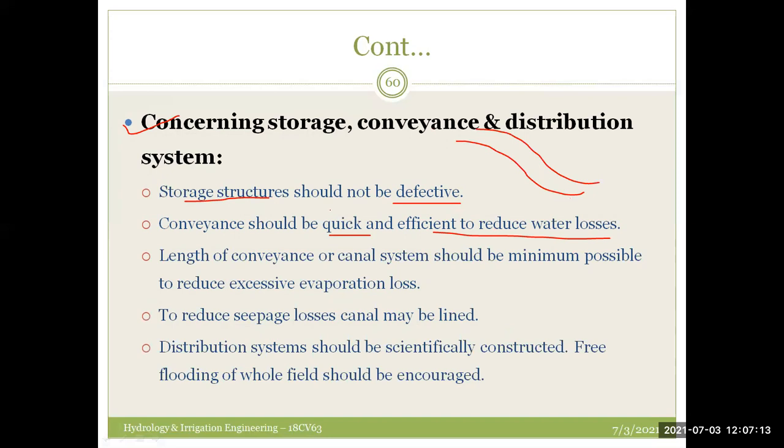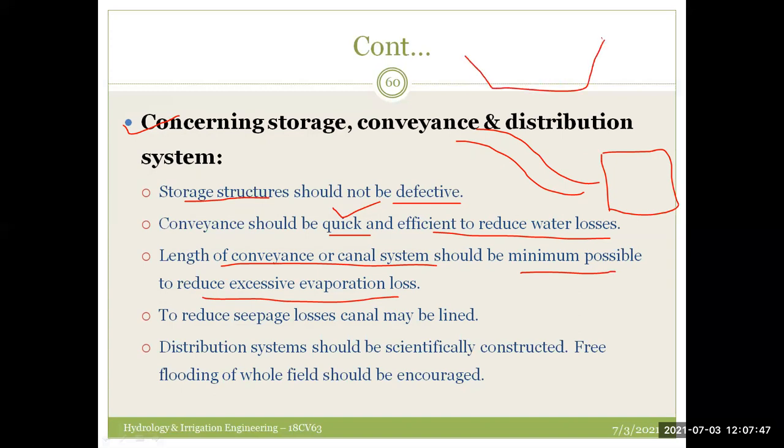So the flow of water should be quick so that it reduces the losses. The length of the conveyance or canal system should be minimum, so as to reduce excessive evaporation losses. As I told, the distance of the canal to the agricultural field should be minimum so that it reduces evaporation losses. Also, we have to provide a lining to reduce the seepage losses in the canal. If the seepage losses are reduced, the duty will increase.